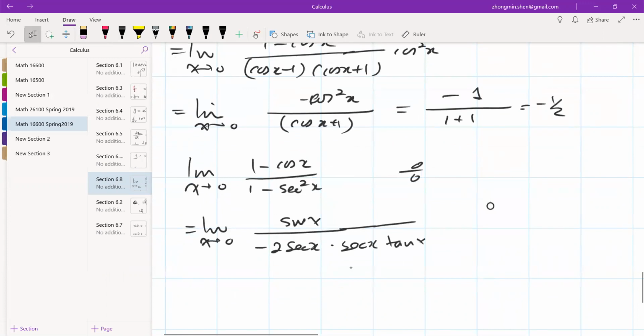Okay, so it still will be 0 over 0 type. But I think we should simplify stuff.